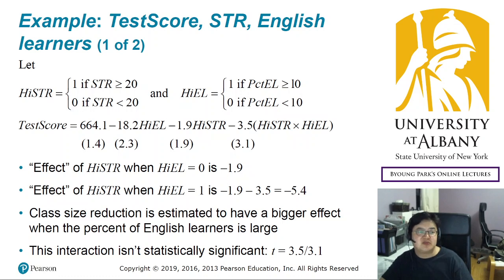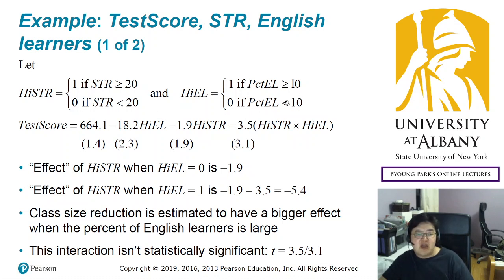So let's think about the example again. So we have 2 binary variables. The student to teacher ratio is simply defined as either 0 or 1. So 1 means large class, 0 means small class, right? Student to teacher ratio is smaller than 20 or greater than 20. And English learners is also classified into two cases. The first group, 1, if the percentage of English learners is greater than 10%, and 0, if the percentage is smaller than 10%.